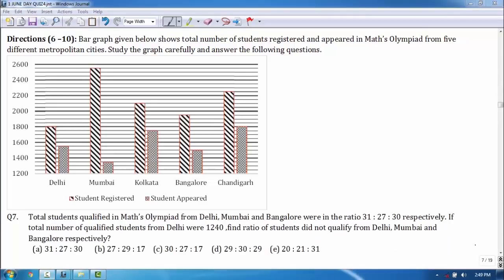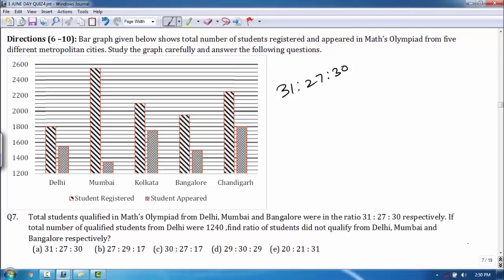Total number of students qualified in Maths Olympiad from Delhi, Mumbai and Bangalore were in the ratio 31 is to 27 is to 30 respectively. If total number of students qualified from Delhi were 1240, find the ratio of students who did not qualify from Delhi, Mumbai and Bangalore respectively.